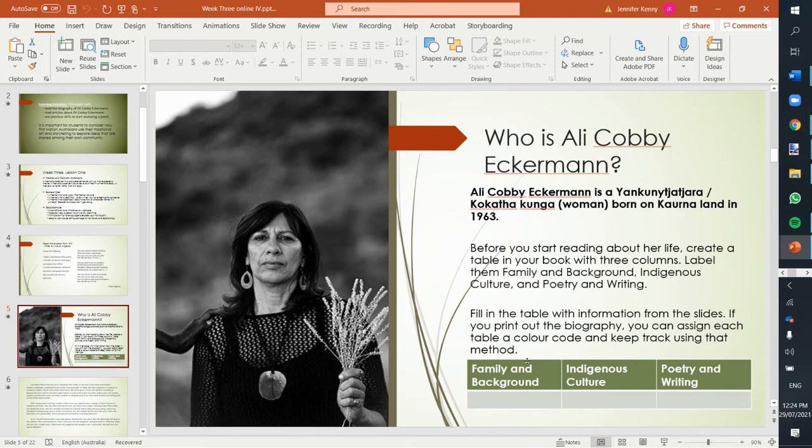So if you don't want to write it down, what I would suggest you do is copy and paste all the information into a document and then print it, or you can keep it in that document and just highlight it as you go through. I would make family and background pink, Indigenous culture purple, and writing and poetry blue. So 3 different highlighters, and whenever something comes up that's about her family, I would highlight in that corresponding color. If you don't have highlighters or you don't like using color coding, that's fine.